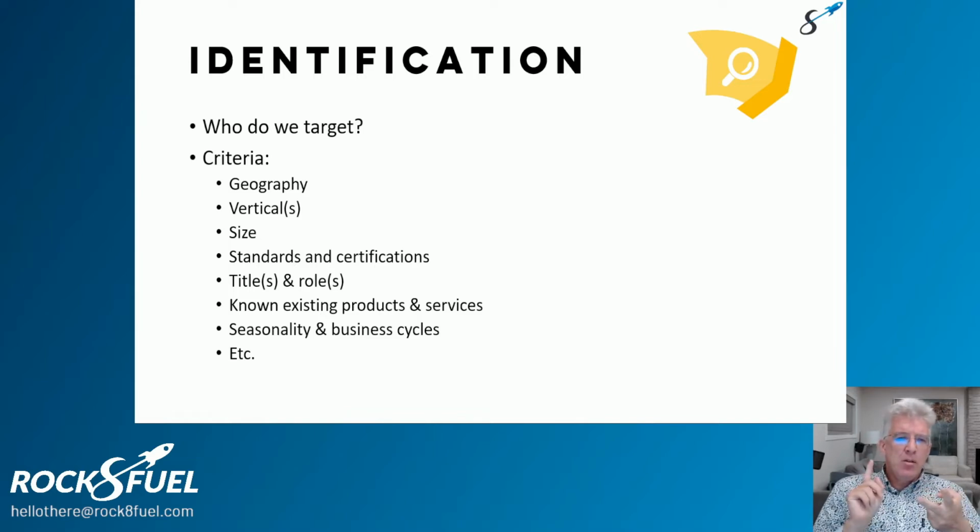Where do we sell? Who do we sell? How big do we sell to? What are their requirements? I like standard specifications as an example, because if they have to do ISO reporting and compliance and you have to maintain that, that's one thing, right? Who do you sell to in the organization? Because who has budgetary approval authority?